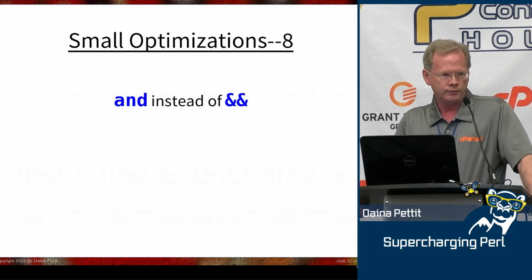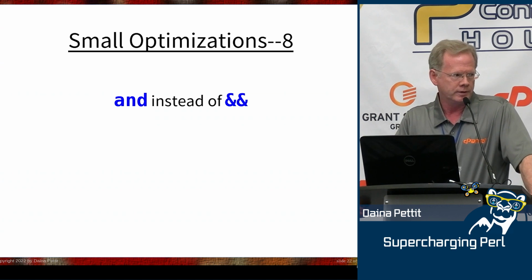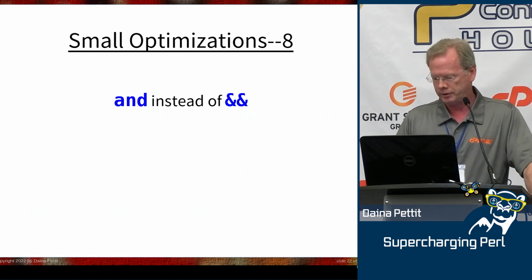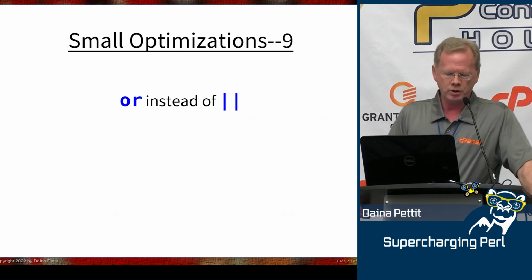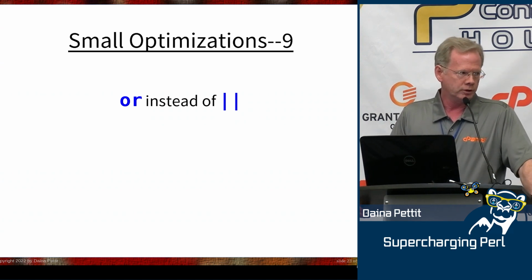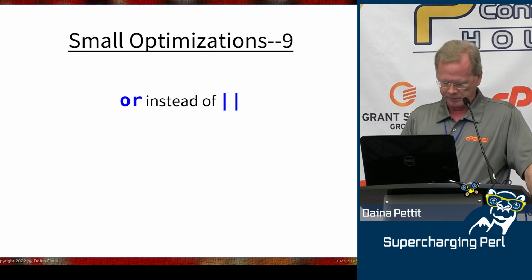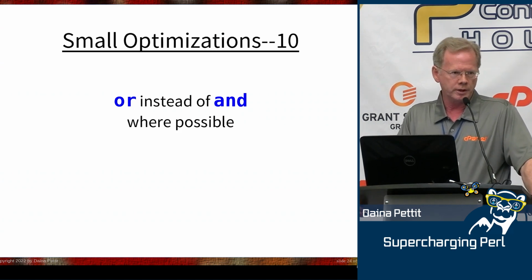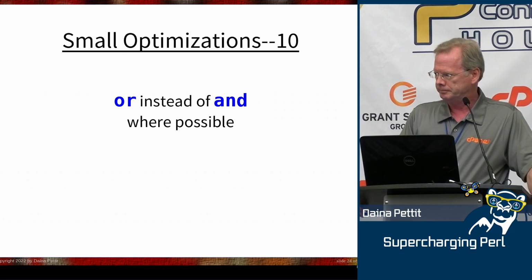Use the low precedence form of and instead of the double ampersand. That's actually faster. Same with the or. Use the low precedence or instead of the double vertical bars. And if you can construct your if statement or your conditional to use or instead of an and, it will actually be faster.